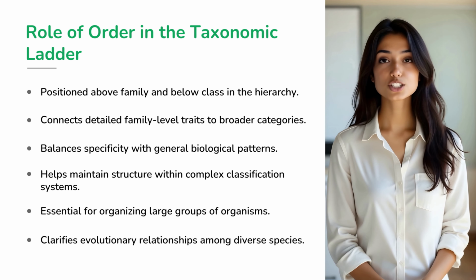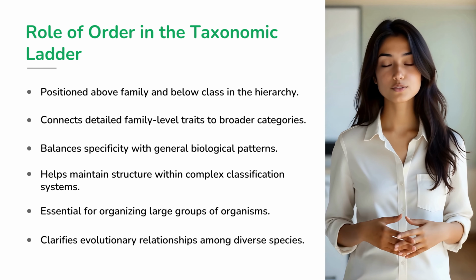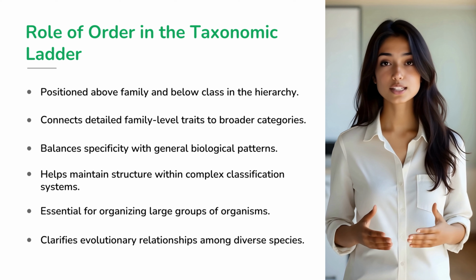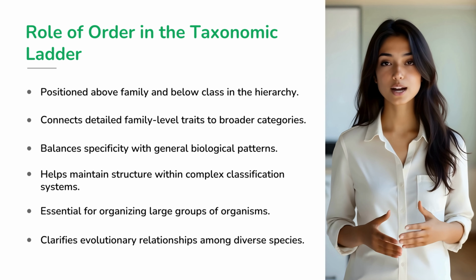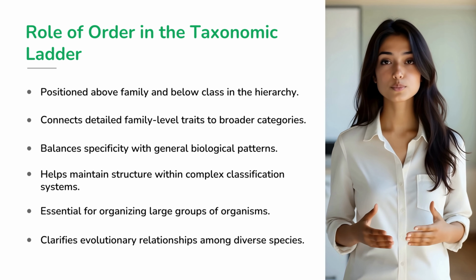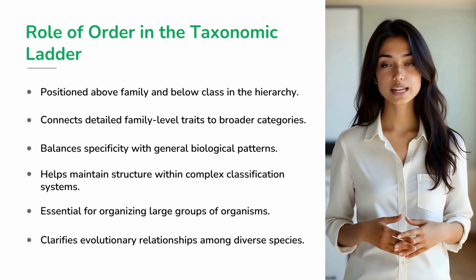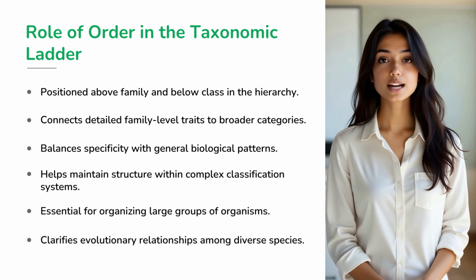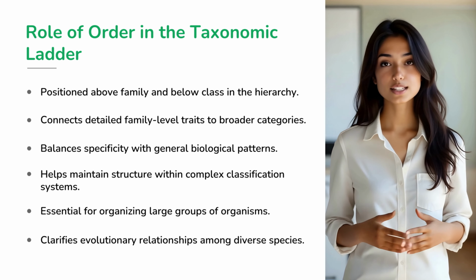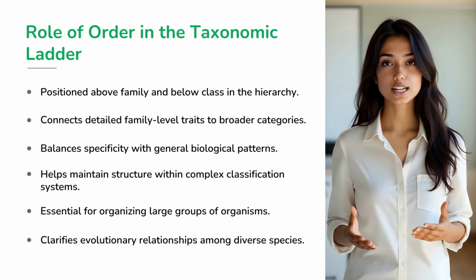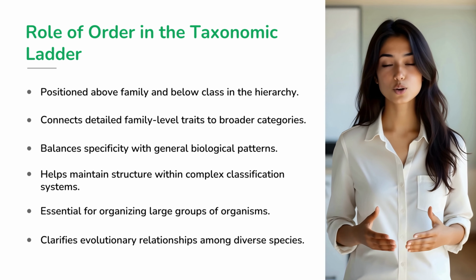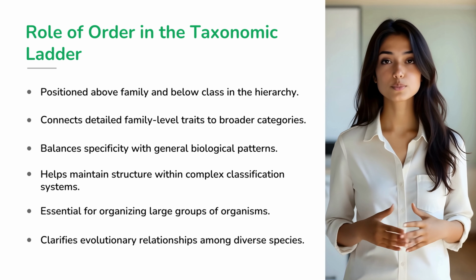In the classification hierarchy, order sits above family and below class. As we climb higher, organisms share fewer traits, but the patterns of life become clearer. The order level acts like a compass, guiding us through the complexity of biological relationships. Without it, classification would become scattered and confusing. It strikes the perfect balance between detail and generalization, connecting the dots between diverse groups.